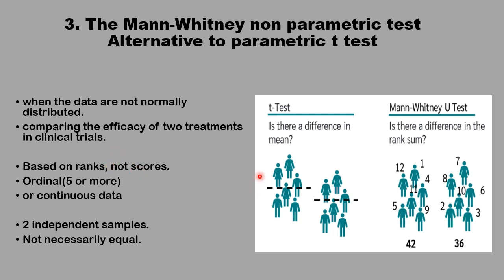You need to have at least 5 patients in each group. The data would preferably be continuous, but ordinal data can also be used. The samples are independent, the two groups are independent, different groups, and not necessarily equal in size. You could have 9 patients, for example, here and 12 patients on the other side.